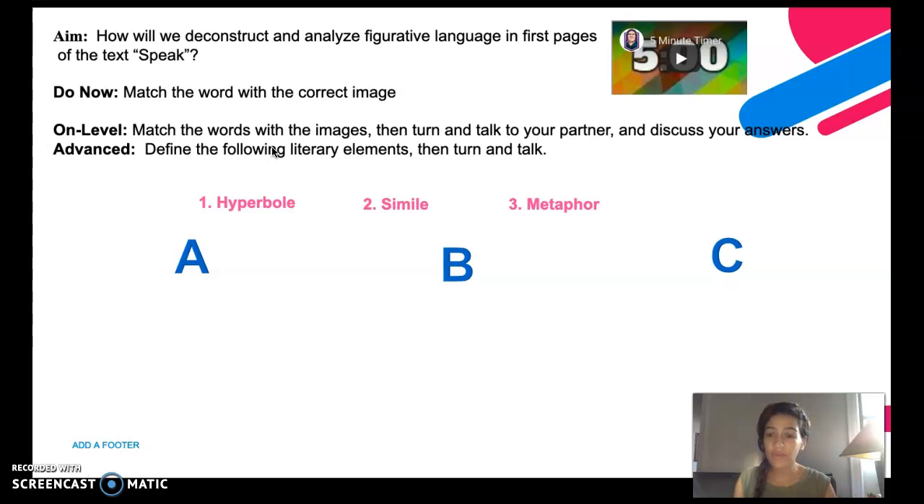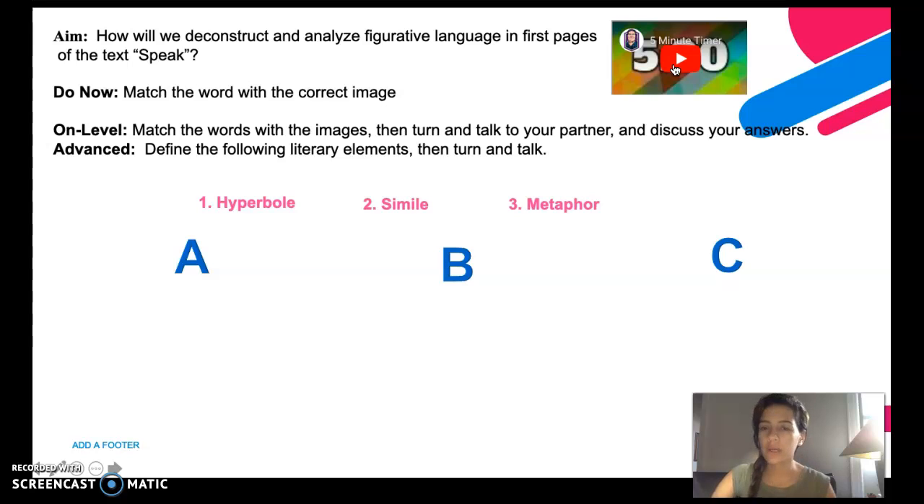Now, for the do now, you will match the word with the correct image. Yes, I know the images are not there, they'll be there in a minute. If you are on level, you're going to match the words with the images, then turn and talk to your partner and discuss your answers. If you are advanced, or if you want to challenge yourself, you're going to define the literary elements, then turn and talk and discuss the answers with your partner. You're going to have 5 minutes for this. Please let me know if you have any questions about the do now.